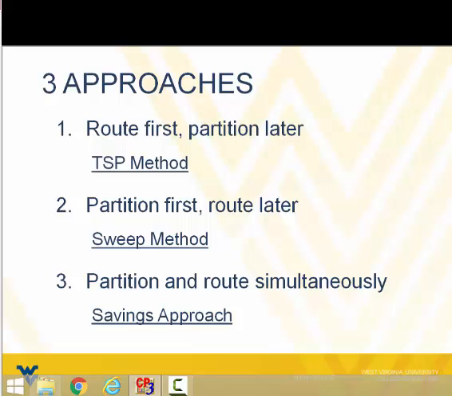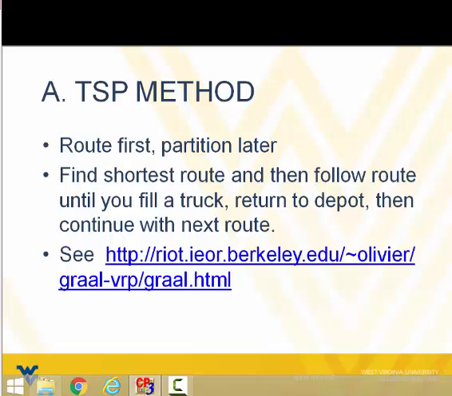So the route first, partition later is the TSP method, and you find the optimum route using any of the TSP heuristics that we just discussed in the last lecture, lecture 10.1. So in the TSP methods, you could use the Christofides algorithm, you could use the nearest neighbor, and you could find the optimum route. Then you go on to the route, and then you partition the route into segments according to how long you have to execute each segment of that particular route. And then you determine how many vehicles you need to fill up the route.